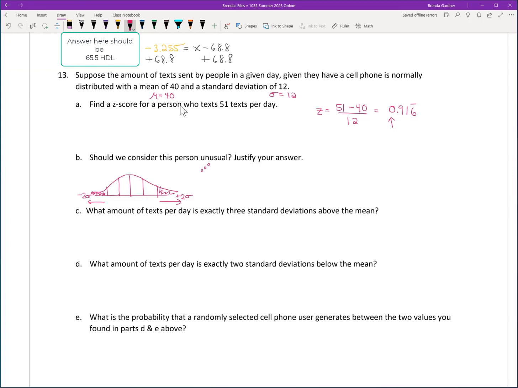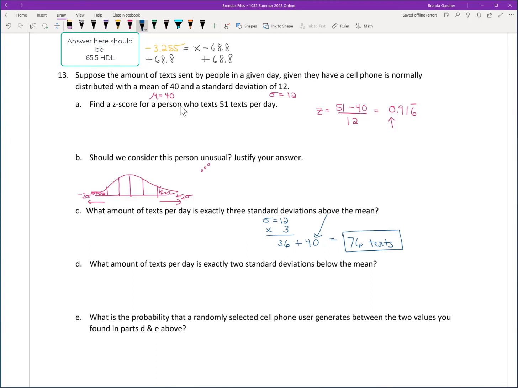What amount of texts per day is exactly 3 standard deviations above the mean? A standard deviation, remember, was 12. And so if I have 3 of those, that's 36. So for 3 standard deviations, just multiply by 3. But above the mean means that we have to add the mean to it. So if I was texting 76 texts per day, then I would, one, be considered unusual, and two, be exactly 3 standard deviations above the mean.